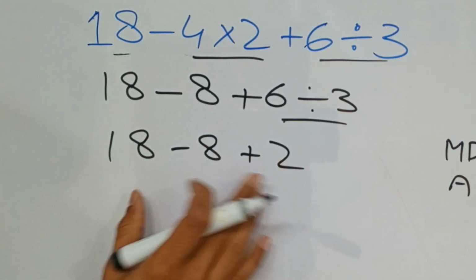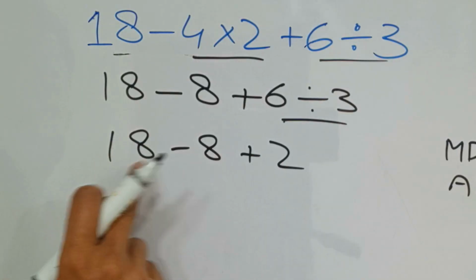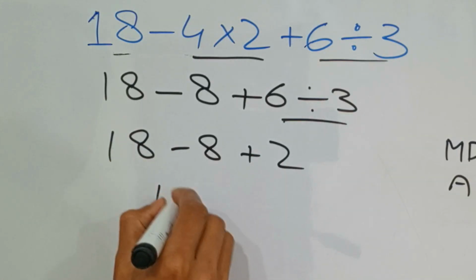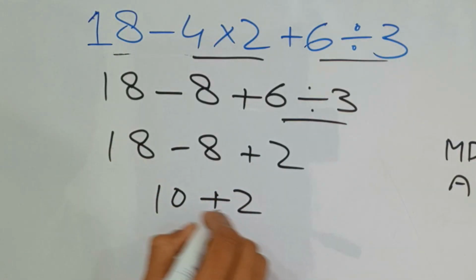Now addition and subtraction from left to right. 18 minus 8 equals 10 plus 2. Now 10 plus 2 equals 12.